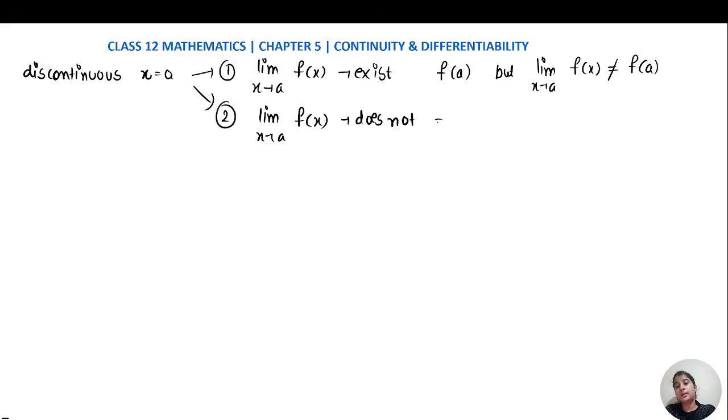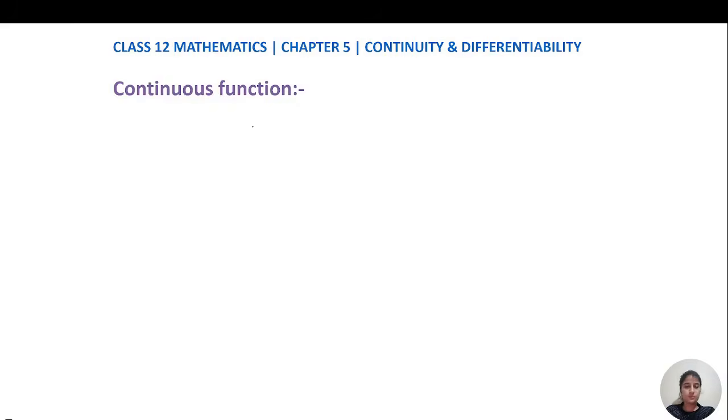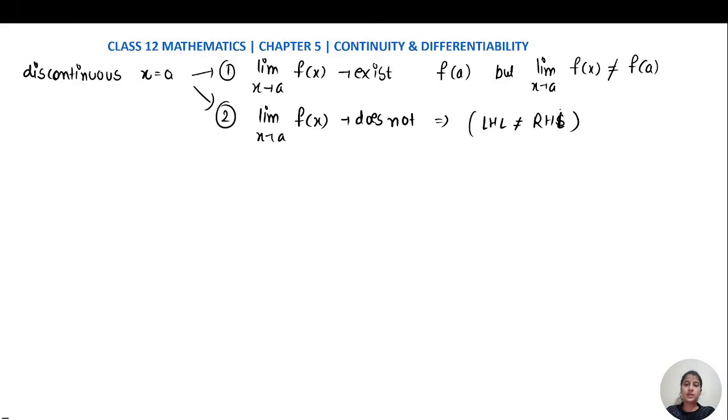And we know the limit does not exist when our left hand limit is not equal to our right hand limit. If the limit does not exist, then there is no point in matching it with the function value. So there are two possibilities for the function to be discontinuous. First, the limit exists but is not equal to the function value. Second, the limit itself does not exist. What we talked about here is the discontinuity of a function at a point.